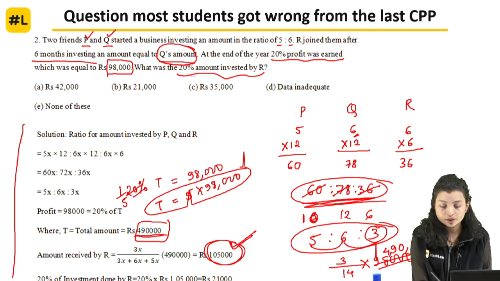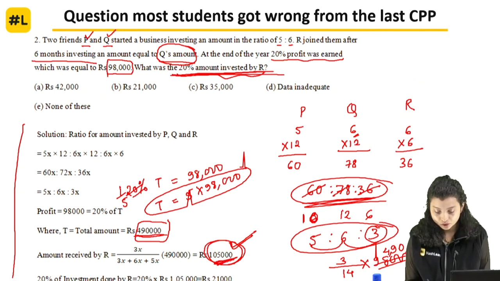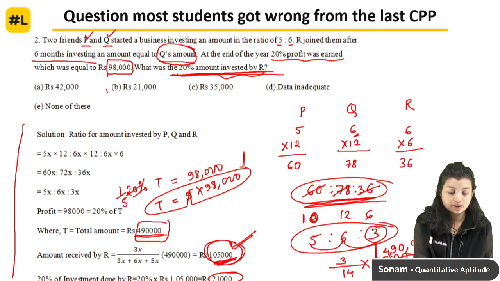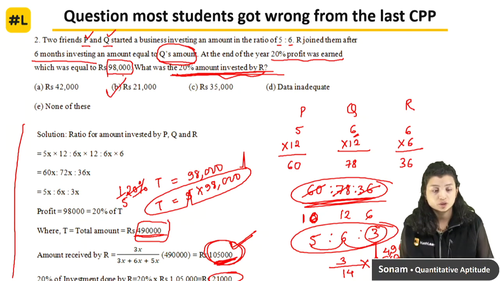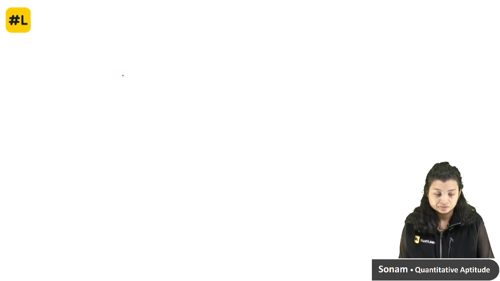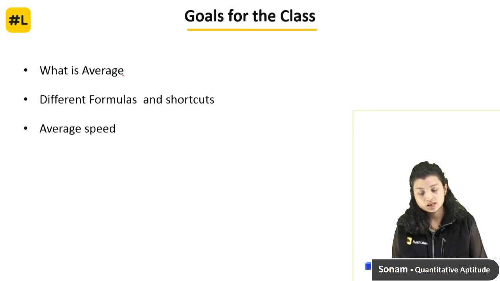And finally read the question. You need to find 20% of it. So 20% of this number will be 21,000. Okay, so the correct answer is option B. Is it clear to everyone? All right, let's move to the next part and we'll start with today's class.